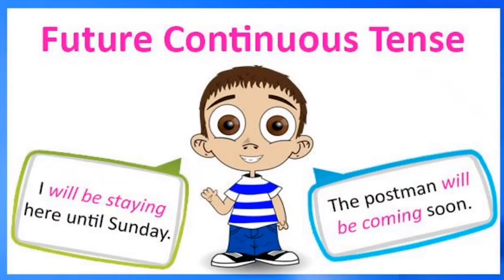This slide gives just an example to understand the structure of the future continuous tense verb in the sentence. I will be staying here until Sunday. Will be staying. The postman will be coming soon. Will be coming. So this is a verb in the future continuous tense.